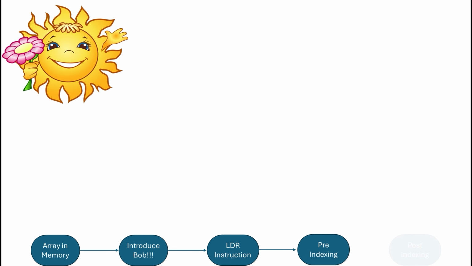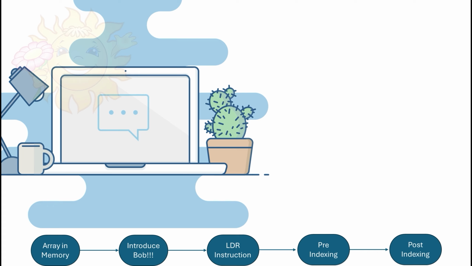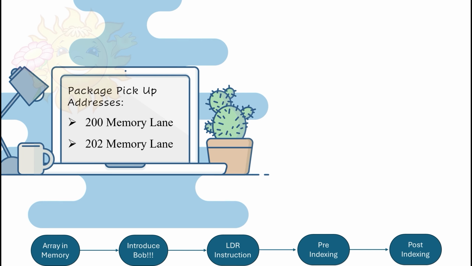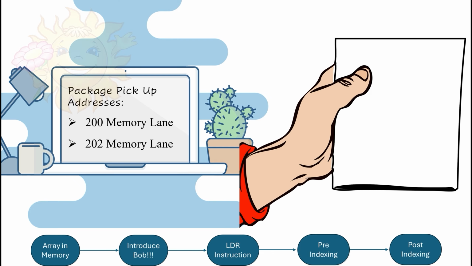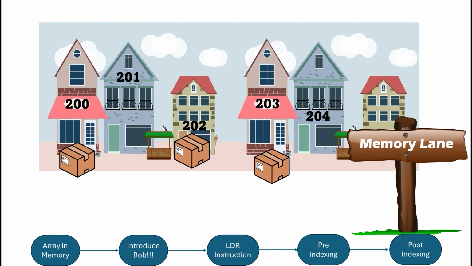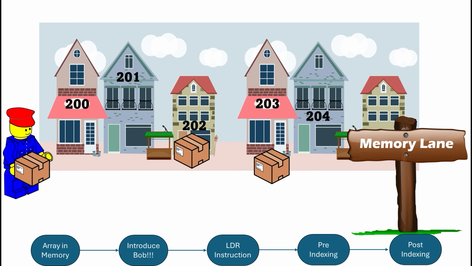Now it's a brand new day. Suddenly, he gets a new notification. When Bob opens it, he sees that this time he has 2 packages to pick up instead of just 1. So what does he do first? Just like before, he writes down the address of the first location on a piece of paper. He goes to the first location and picks up the first package, just like he always does. But remember, today is different. He still has 1 more package to pick up.